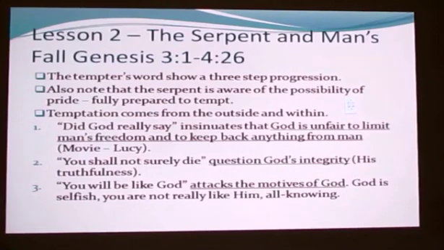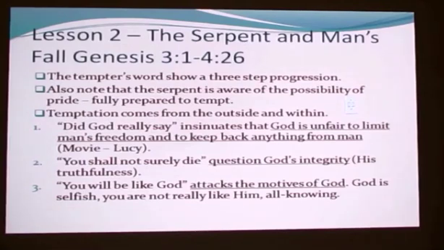Remember when Lucy attains 100% of all knowledge, then she goes back to the first human, touches her to pass on the knowledge. So in effect, she's saying God is unfair to limit man's freedom and to keep back anything from him. And it's confirmed again in the third one when we look at the motives of God.